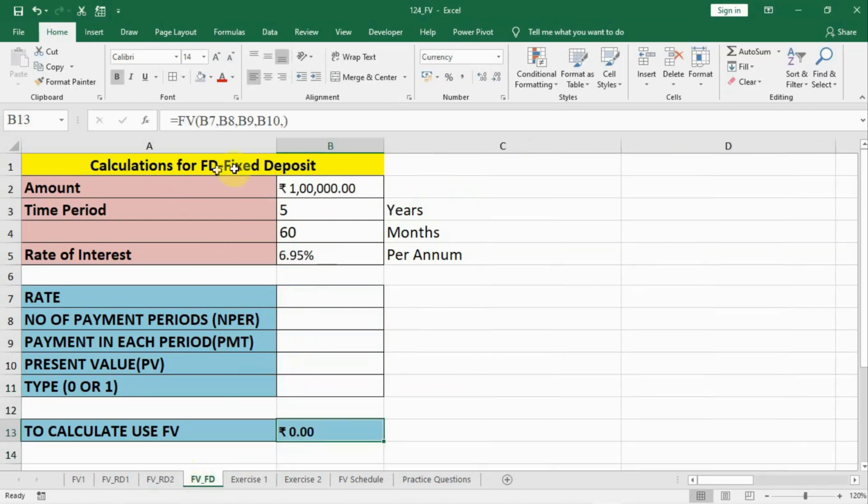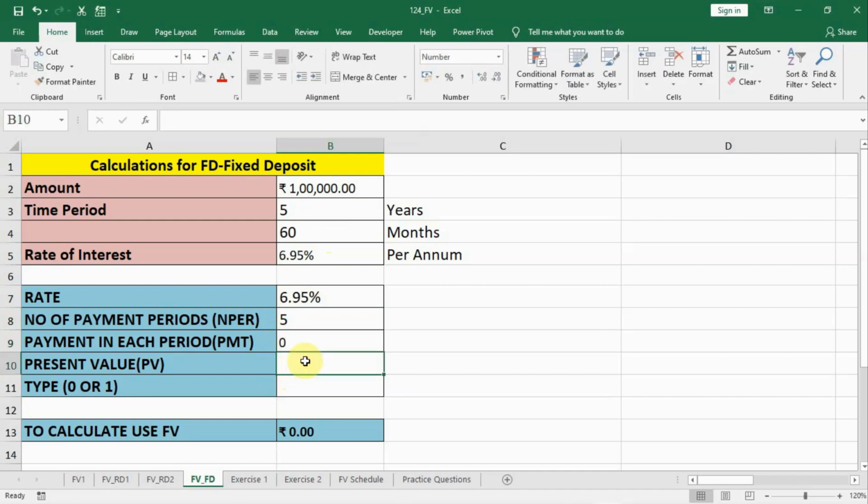Another option is FD, fixed deposit. This option is slightly different from what we had, if we are having a cumulative interest for the 5 years, not in each period. Recurring deposits recur every month, but this is an annual affair. So here rate is equal to 6.95, the above rate. Number of payment periods is 5, that is 5 years. Payment made each period is 0. We are not paying anything in each period.